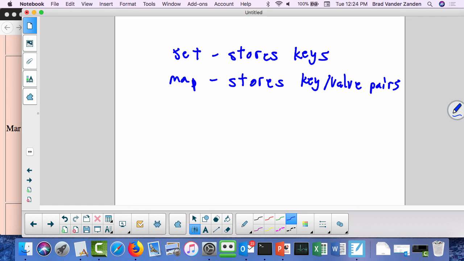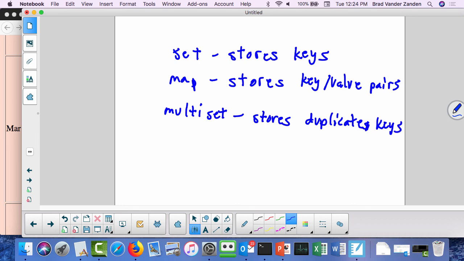And this gentleman asked, what happens if I have duplicates? Sets and maps can't store duplicates. If you want to store duplicates, you need a multiset, which stores duplicate keys. So multisets and multi-maps can store duplicate keys. Now, with a multi-map, it's probably not going to be a duplicate key value pair.